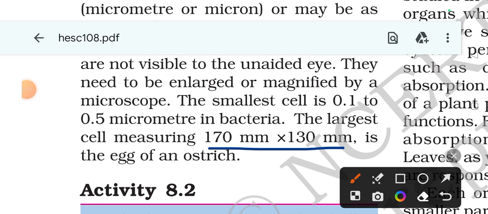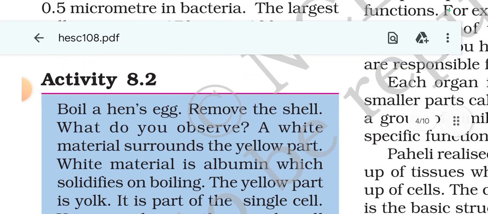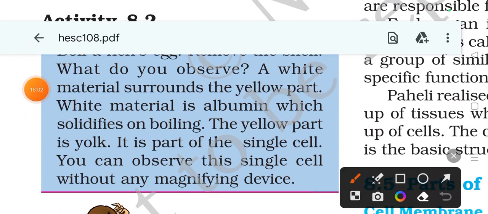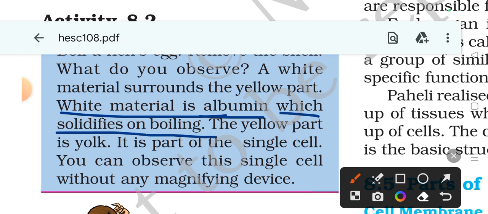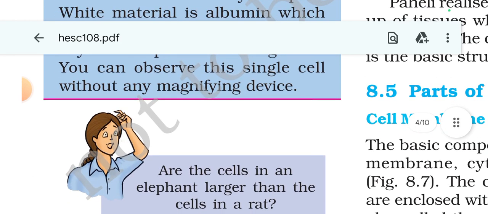Alright guys, let us move to the next point. Boil a hen's egg, remove the shell. What do you observe? A white material surrounds the yellow part. The white material is known as albumin, which solidifies on boiling. The yellow part is yolk. It is a part of a single cell. You can observe this single cell without a magnifying device. We just have to take one egg and boil it, and we'll be able to observe it.